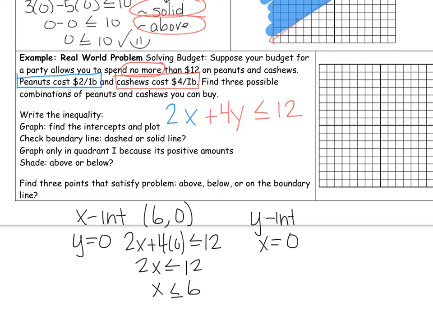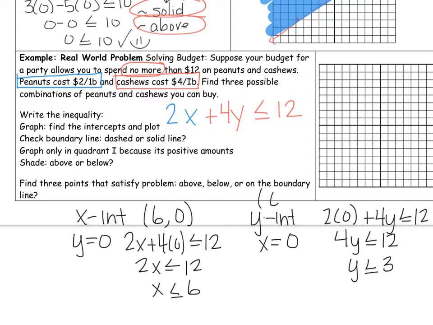I'm going to do the same thing for the y-intercept. This time I'm going to let x equal 0. 2 times 0 plus 4y is less than or equal to 12. We get 4y is less than or equal to 12, and so my y-intercept is going to be 3. So my x-intercept is (6, 0), and my y-intercept is (0, 3).